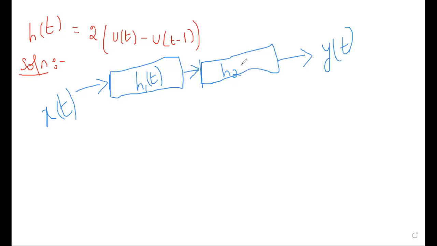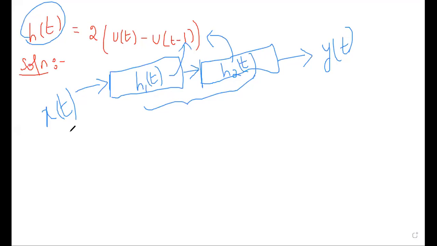And they have also mentioned, along with the cascade connection, that both have identical impulse responses. So they have given h(t) = 2[u(t) − u(t − 1)]. Identical impulse responses means h1(t) is also equal to the same expression, and h2(t) is also equal to the same expression.